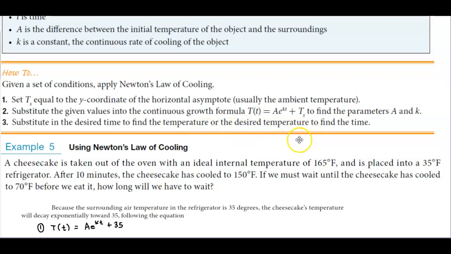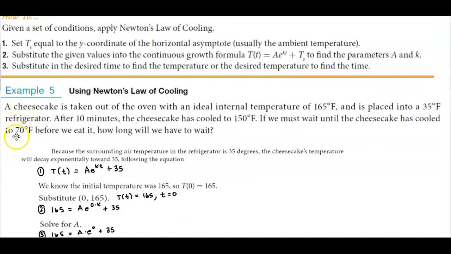And then step 3, we're going to substitute in the desired time to find the temperature, or the desired temperature to find the time. So for example 5, a cheesecake is taken out of the oven with an ideal internal temperature of 165 degrees Fahrenheit and is placed into a 35 degrees Fahrenheit refrigerator. So the surrounding temperature that it's placed in is 35 degrees. After 10 minutes, the cheesecake has cooled to 150 degrees Fahrenheit.